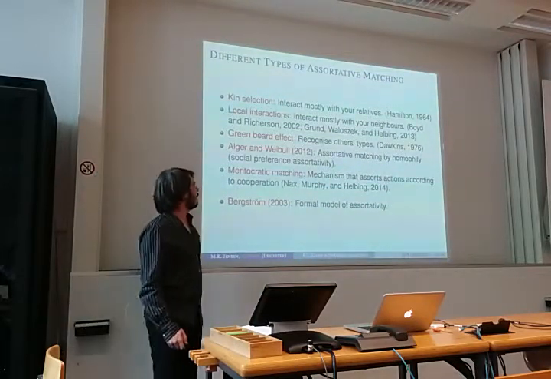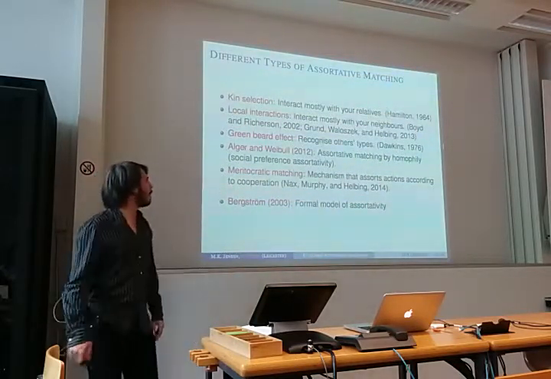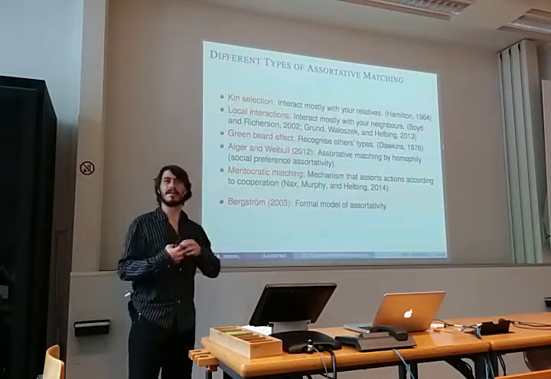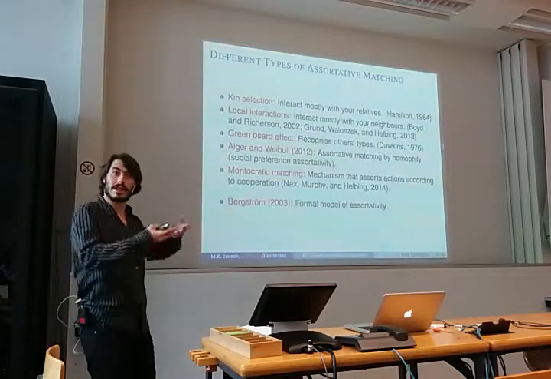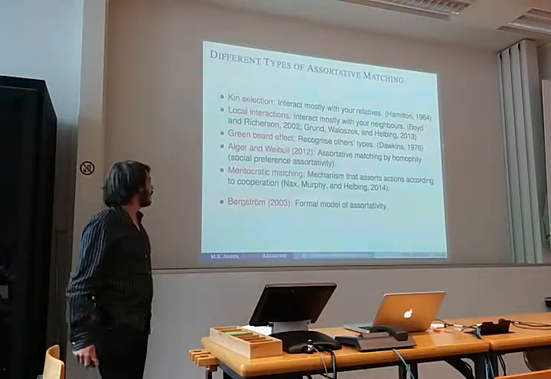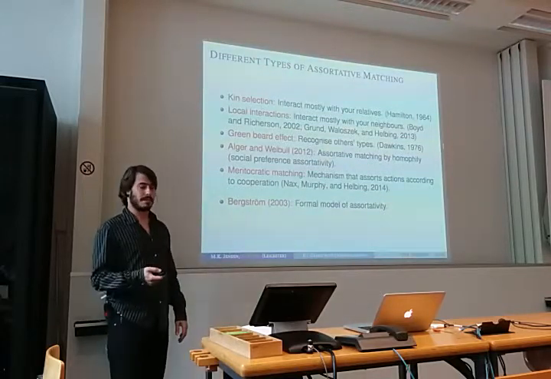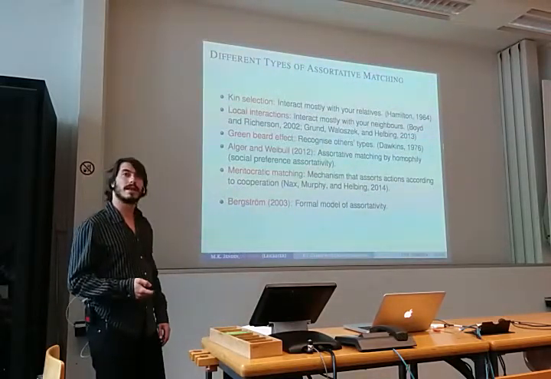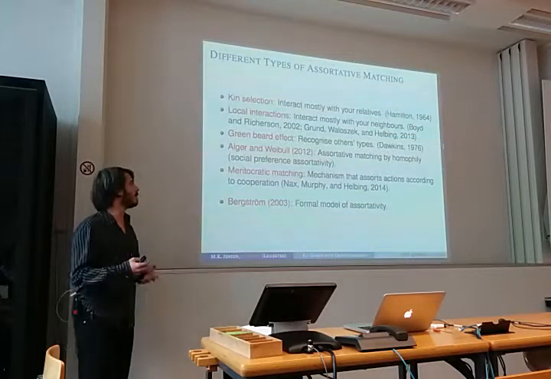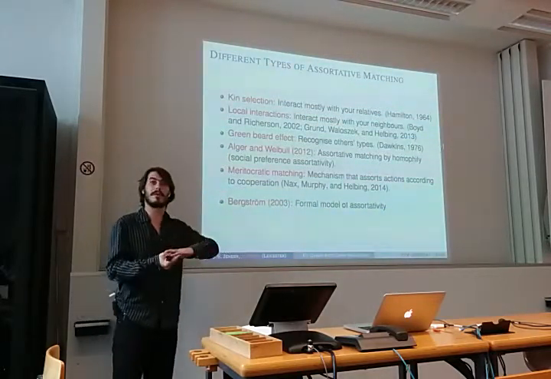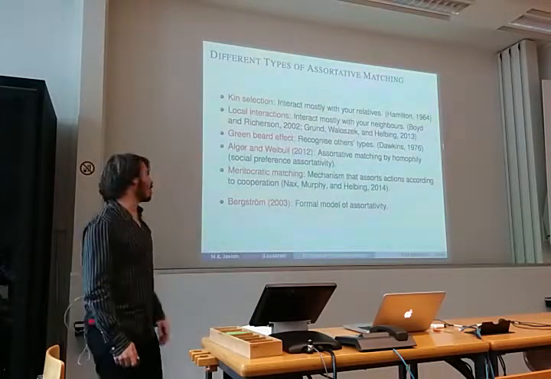Also, it can occur by homophily. So I like to be with people that are like me, right? And maybe we share the same genes, and that can help cooperation. Or meritocratic matching, as Heinrich presented on Wednesday. So there's somebody who assorts actions according to cooperation. So more cooperative people will tend to meet more cooperators.